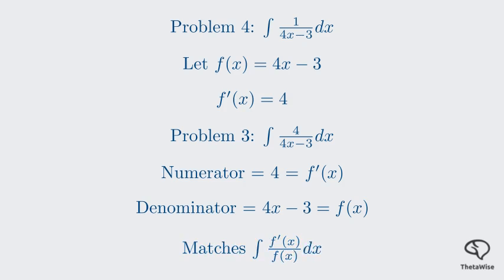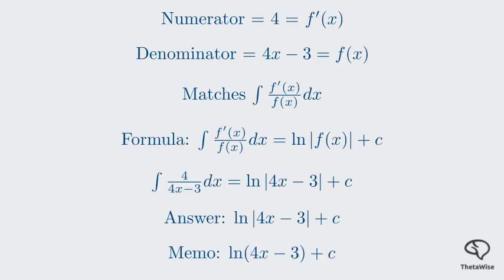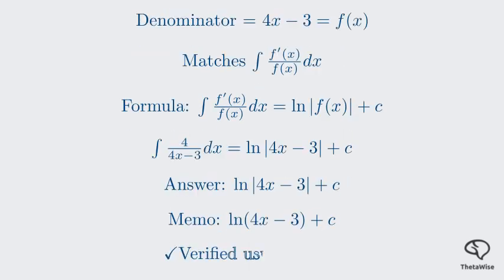We can now apply the formula. The integral is the natural log of the absolute value of 4x minus 3 plus c, simple as that. The memo confirms our answer is correct. Verified using memo.